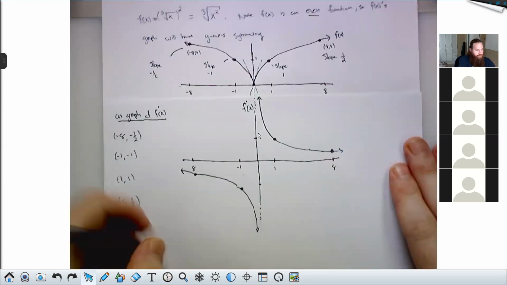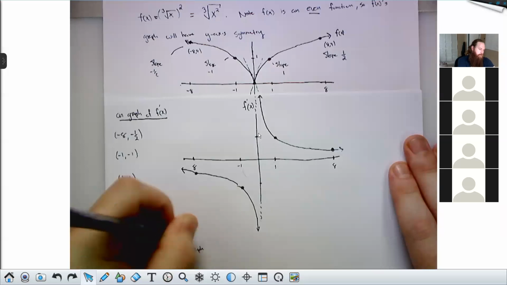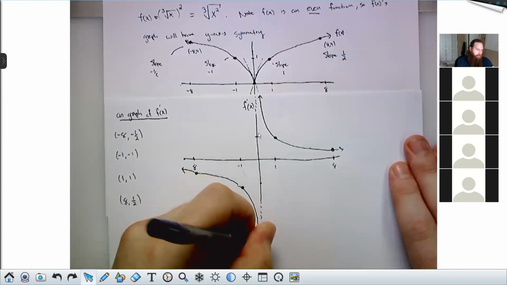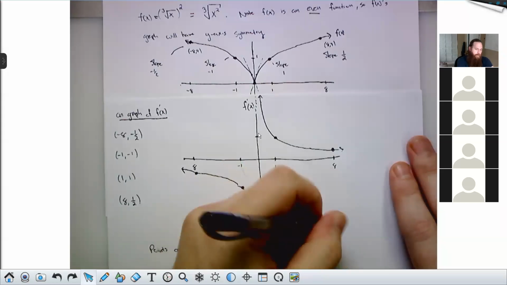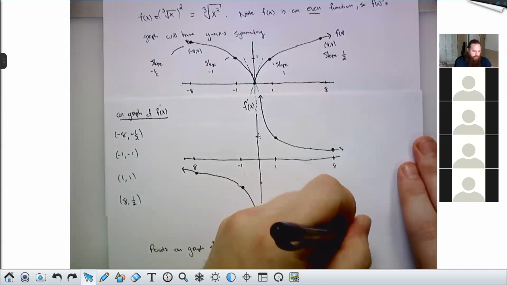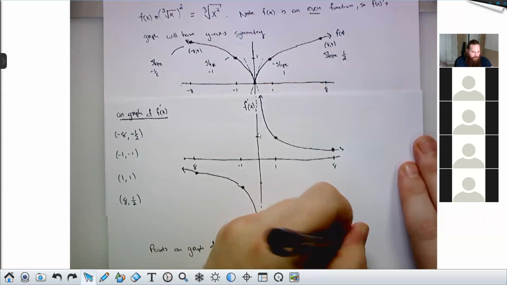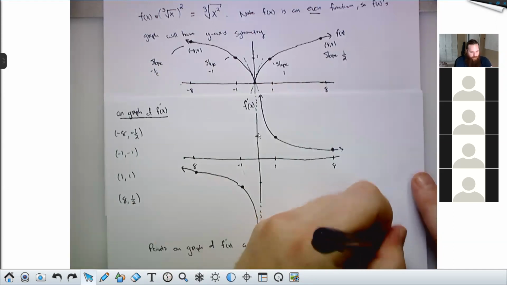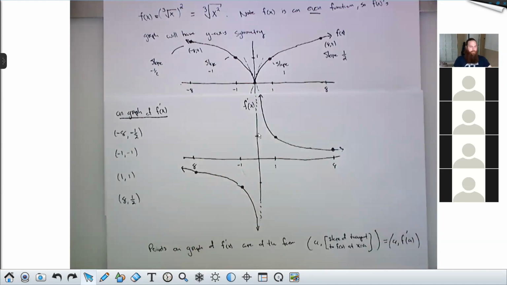In other words, the points on the graph of f prime are of the form some number a, comma, the slope of the tangent to f of x at x equals a, or just a, comma, f prime of a. Right, that's the idea.